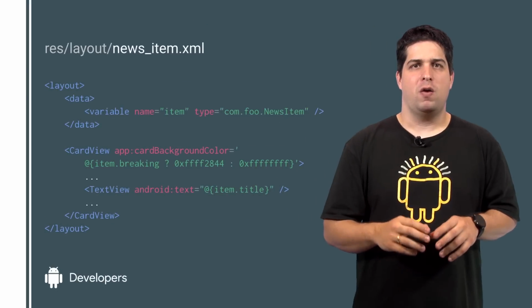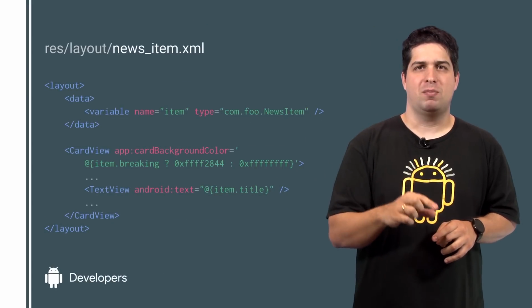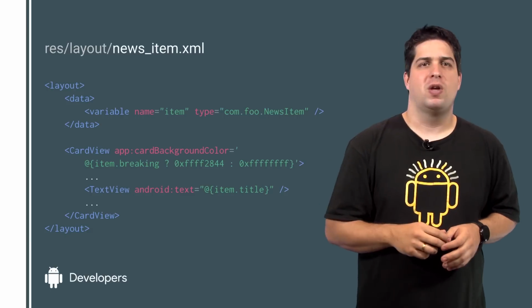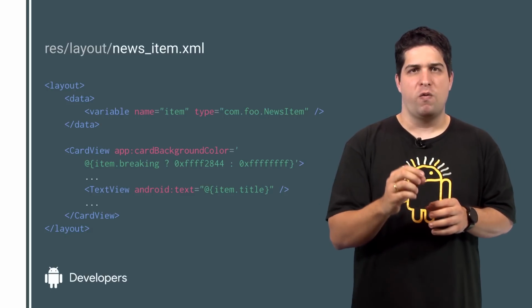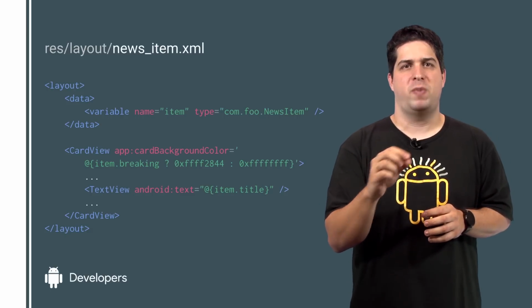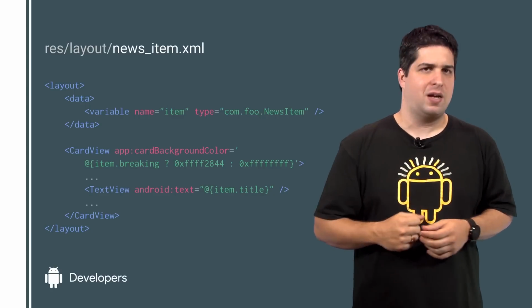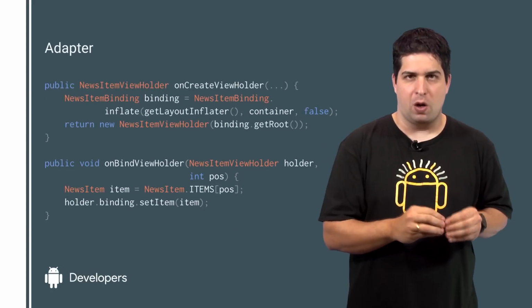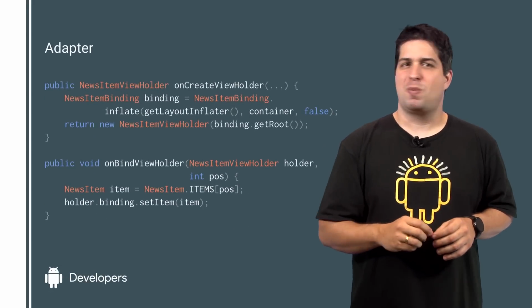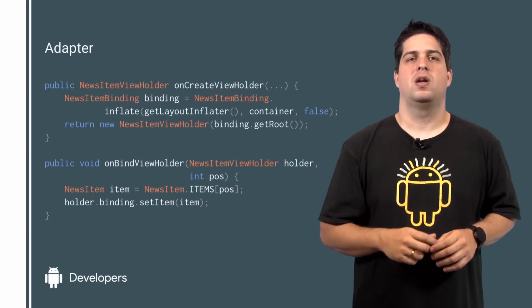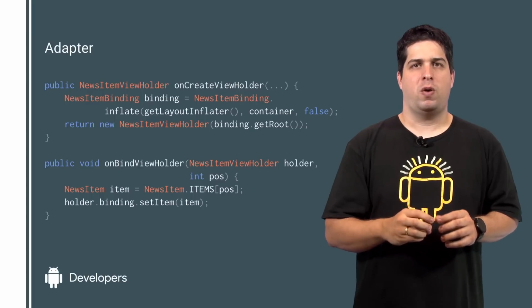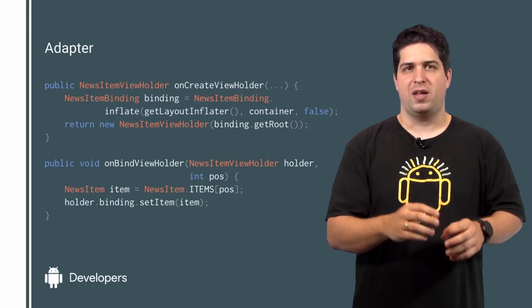For example, here we have the layout file for the items of the news app, each news. And you can see how we moved the logic of changing the card view's background color to red or white to one attribute of the news item class. And moving the logic from the adapter to the XML makes the adapter much simpler, as you can see here. In this example, we just need to create the news item binding and inflate it.